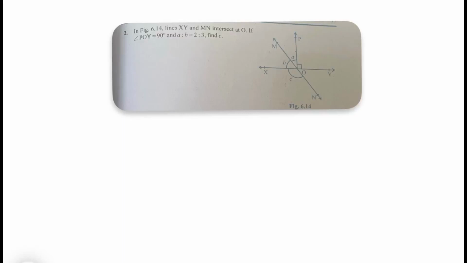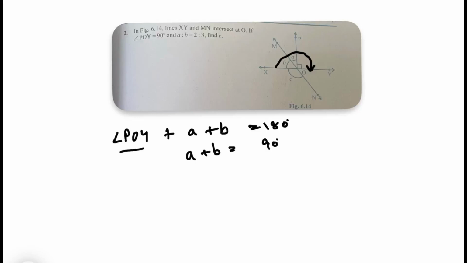Let's look at question 2. Lines XY and MN intersect at O. If POY is 90 degrees and the ratio of A and B is 2:3, find C. So here this is interesting, right? So you have one line XY. So this sum is 180 degrees. So POY plus A plus B is equal to 180 degrees. And we know that POY is 90 degrees. Therefore, A plus B is equal to 90 degrees.